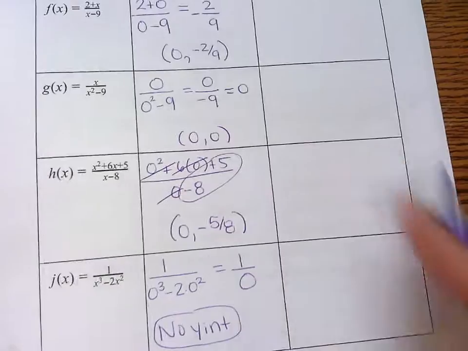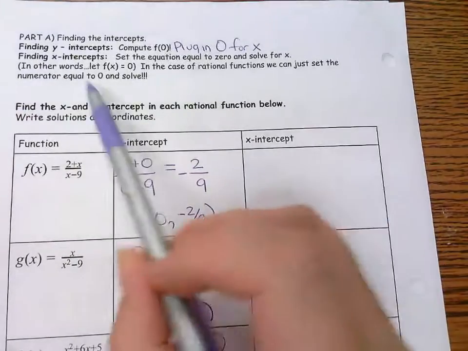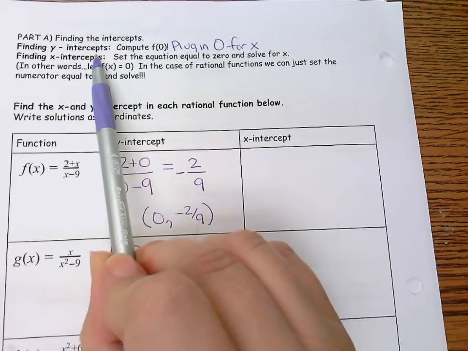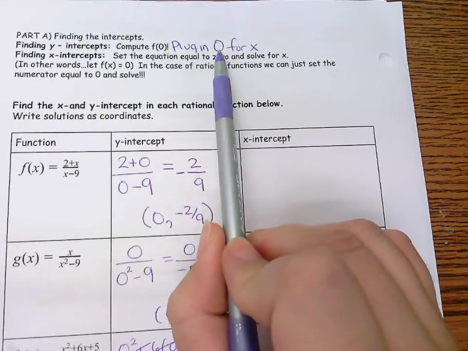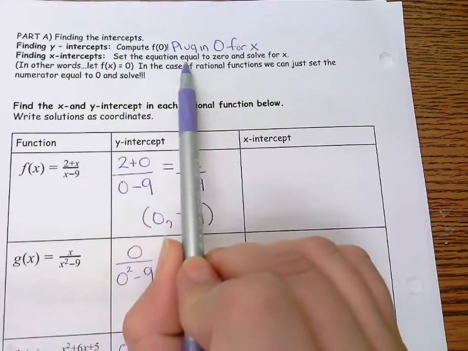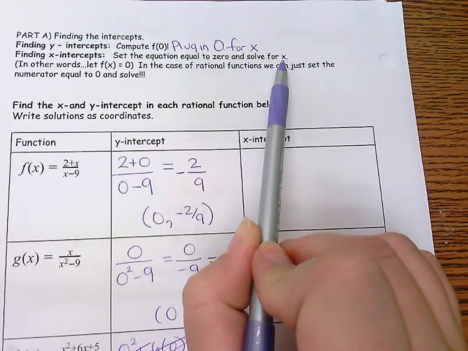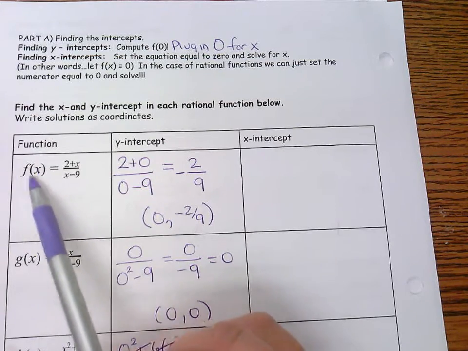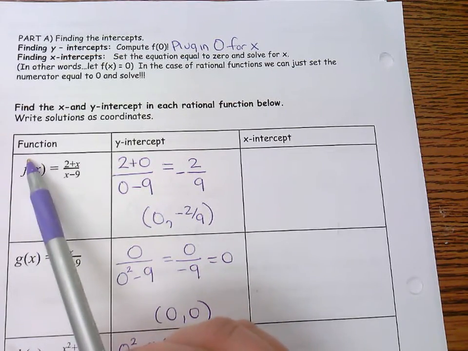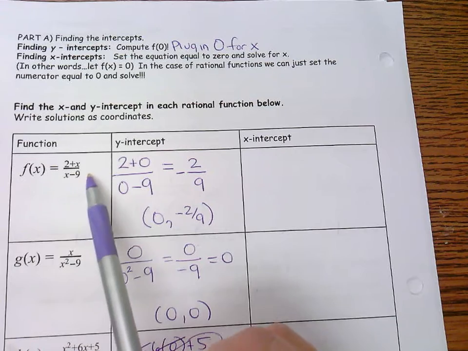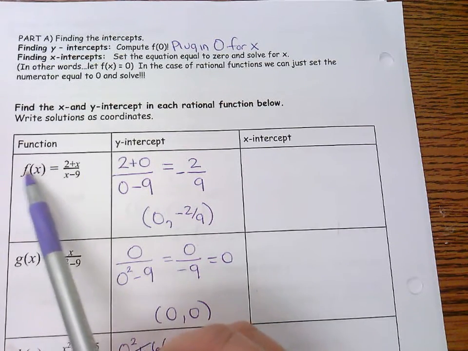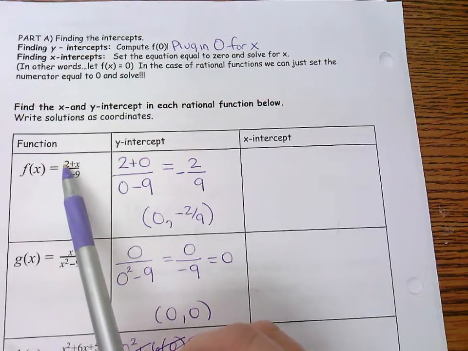All right, so the other intercept that you need to know how to find is the x-intercept. So basically plug in 0 this time for y. So set the equation equal to 0 and solve for x. If I put 0 over here, to solve for x, my first step would be to multiply this x minus 9 to the other side, right? So I'd get 0 equals 2 plus x.